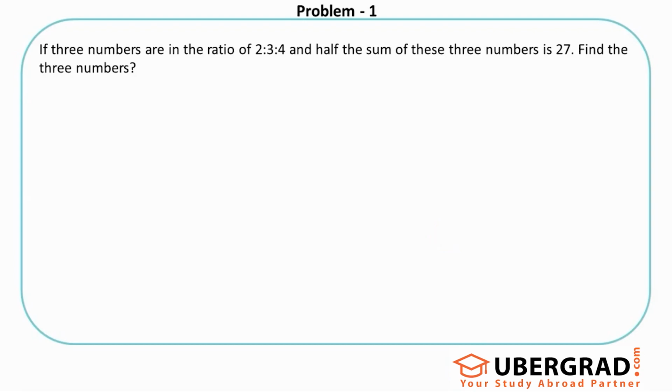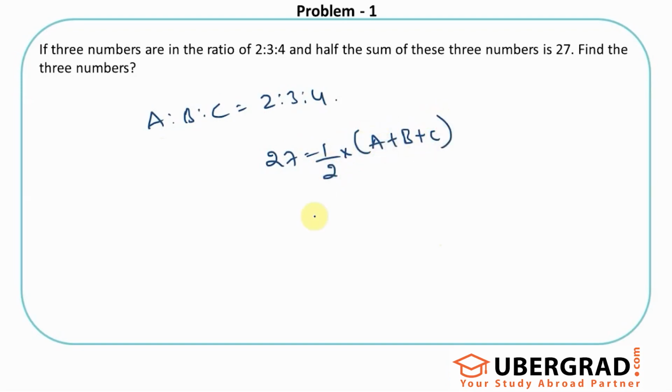So they are saying there are 3 numbers in the ratio of 2 is to 3 is to 4. Let's assume the numbers to be A, B and C. So the ratio is 2 is to 3 is to 4 and half the sum of these 3 numbers is 27. So 54 is equal to the sum of the 3 numbers. This is one clue I have.